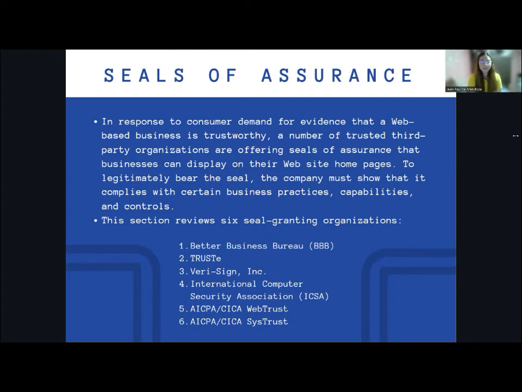Next is the Trustee. It was founded in 1996. It is a nonprofit organization dedicated to improving consumer privacy practices among internet businesses and websites. Trustee addresses consumer privacy concerns exclusively and provides a mechanism for posting consumer complaints against its members. If a member organization is found to be out of compliance with Trustee standards, its right to display the trust seal may be revoked.